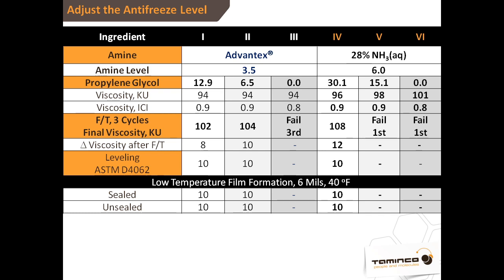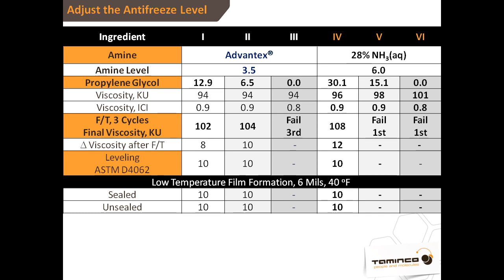In the case of Advantex, we're going to adopt different levels. We're going to try about 12 pounds, 6 pounds, and 0 pounds of propylene glycol, in exactly the same paint, other than for the substitution of Advantex for ammonia. What we notice is that we can reduce the propylene glycol level all the way down to about 6 pounds per 100 gallons, and still pass 3 freeze-thaw cycles with a minimal change in viscosity when using Advantex. When we try to reduce the propylene glycol level in the ammonia-based paint, we see that immediately upon reducing that level, we fail after the first freeze-thaw cycle.